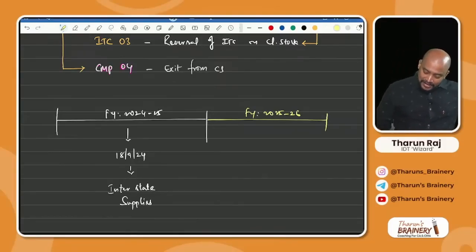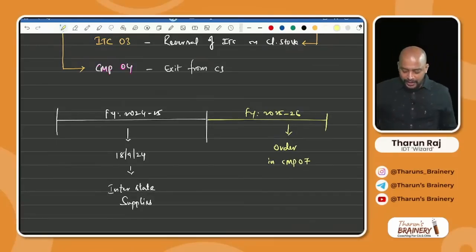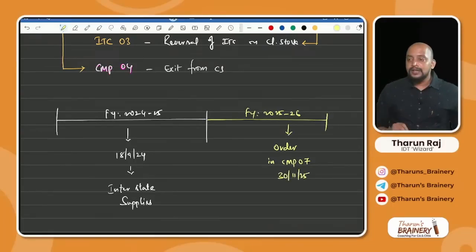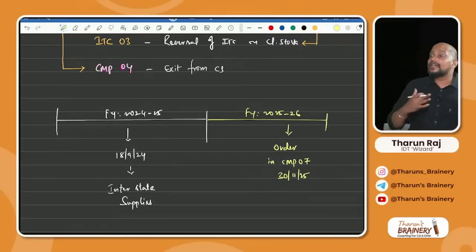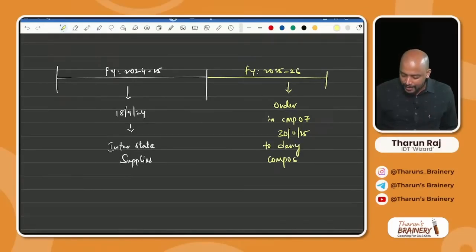And thereafter somewhere in 2025-26, the officer will identify that you have breached the composition scheme, and they pass an order. What is that order? Order in CMP 7. Like already they gave a notice, you gave a reply, etc. They passed an order in CMP 7 on 30 November 2025. So now they want to deny the composition scheme. What will be the effective date of denial?